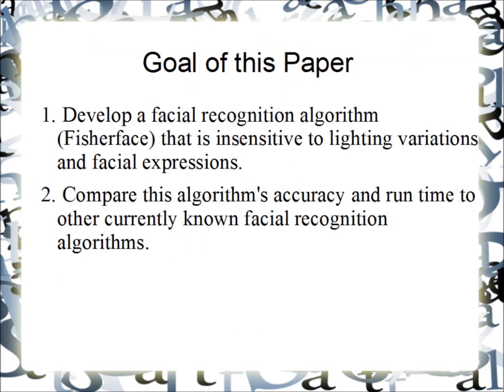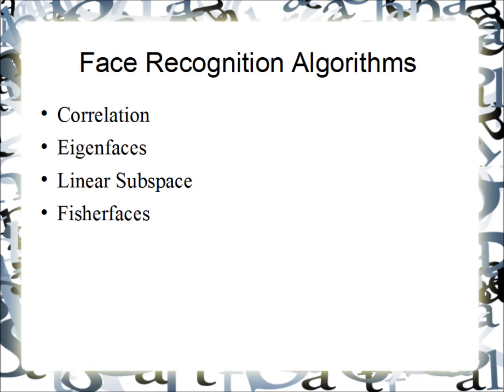This paper had two goals. First, they wanted to develop a facial recognition algorithm, which they call Fisherface, that is insensitive to lighting variations and facial expressions. The second goal of this paper was to compare the algorithm's accuracy and runtime to other currently known facial recognition algorithms. We're going to talk about four facial recognition algorithms: correlation, Eigenfaces, linear subspace, and Fisherfaces.